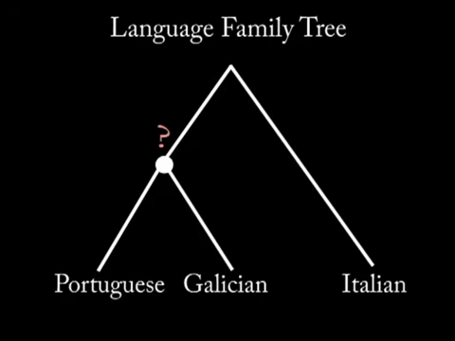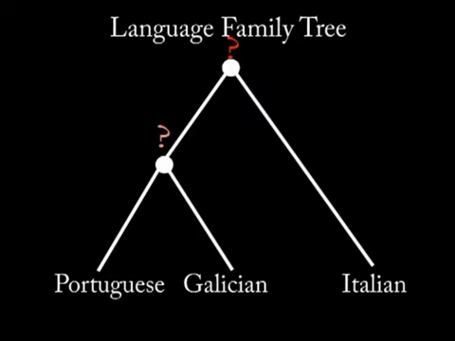Right, you see that node? This node here is the common ancestor of both Galician and Portuguese. Now this node here is also related to Italian. There's an even further node, meaning further back in time, that is the common ancestor of Italian, Galician, and Portuguese. Now we have 2 question marks here. What do these question marks mean?